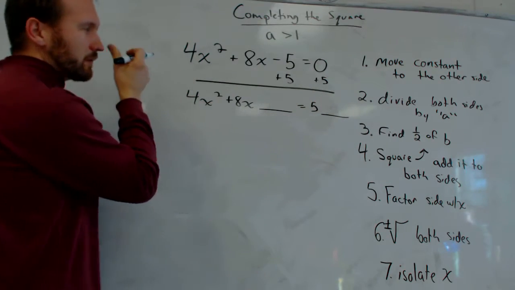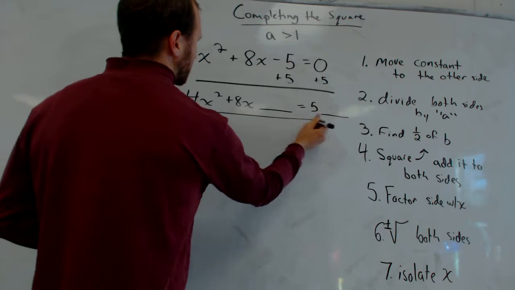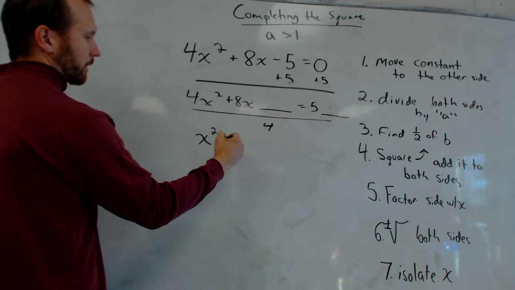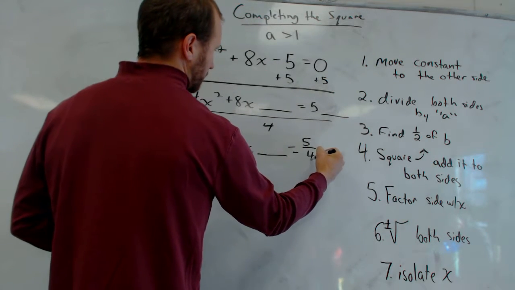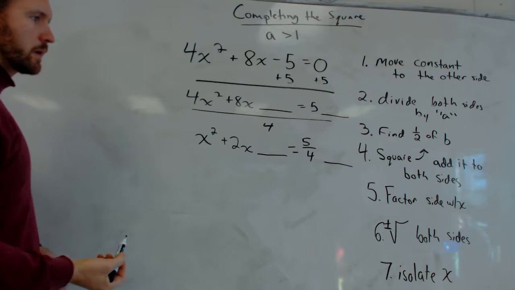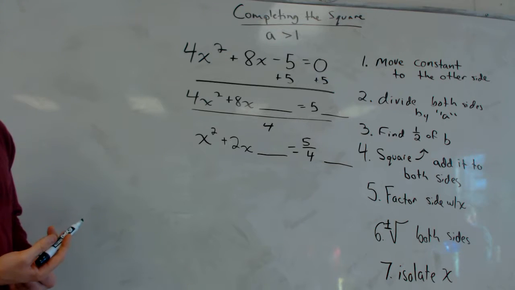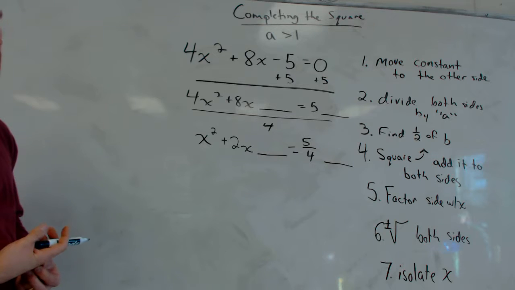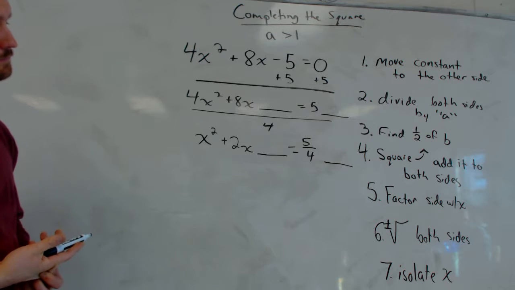I don't really need the blanks quite yet, but that's okay. Then you divide it all by 4. So then what do I have? x squared plus 2x equals 5 over 4. And now I really want the blanks, or you could just write it in order. A lot of the time the term in front of x, the b, was divisible, but that's not always what's going to happen.